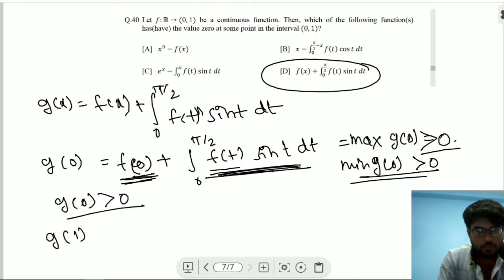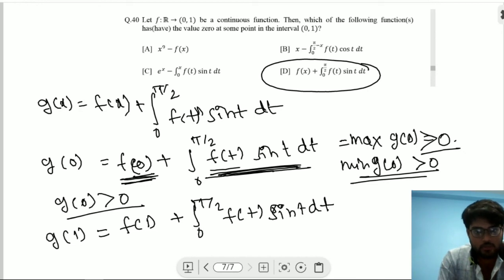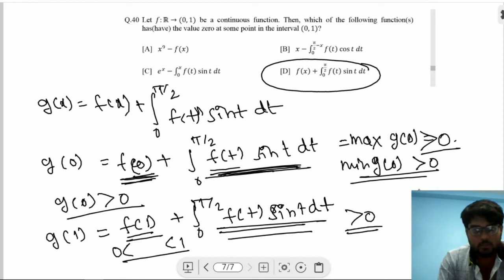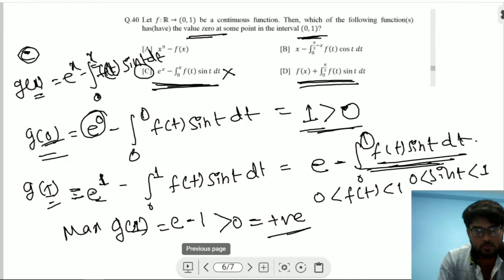Again we'll check if g(1) is positive or not. So g(1) is f(1) plus the integral from 0 to pi by 2 of f(t) sin t dt. Again you can see that the maximum value is pi by 2 and the minimum value is 0, so this lies between 0 and 1. So yeah, this is also positive. No sign change occurred over here, so this is not true, correct? So these two are not true.